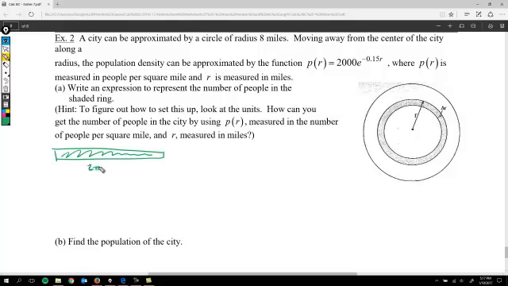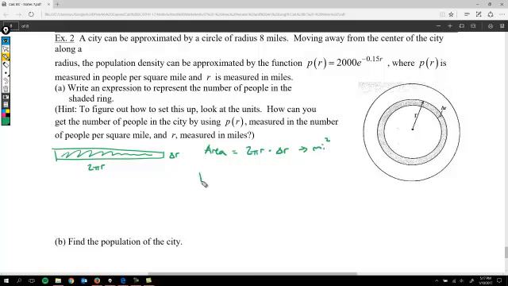This length here can be represented by 2 pi r, that's the circumference. Then my width is represented by delta r. That's what they told me. If I find this area, I multiply these, and my area will be 2 pi r times delta r. This represents miles squared, so area is in terms of miles squared.